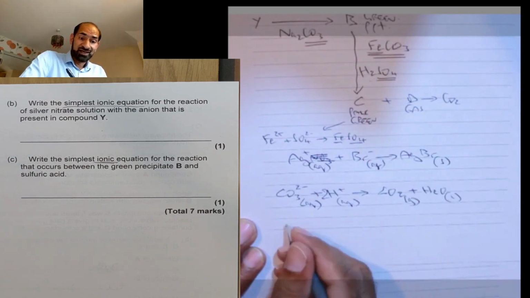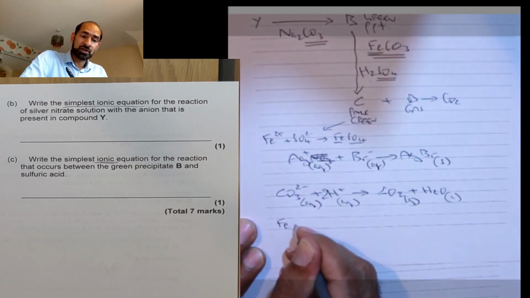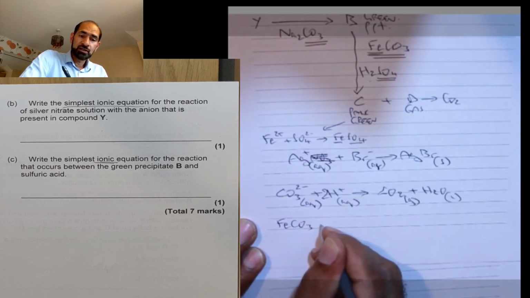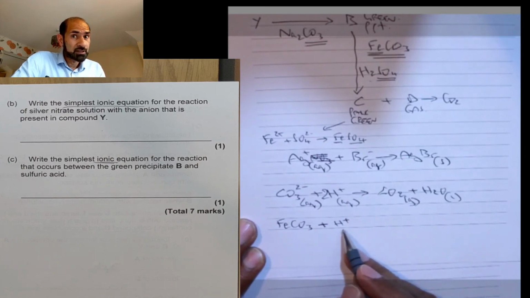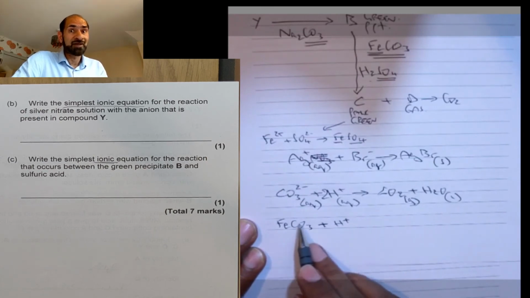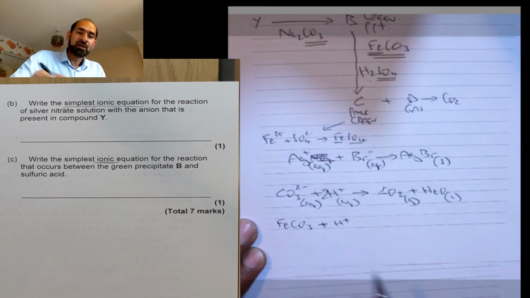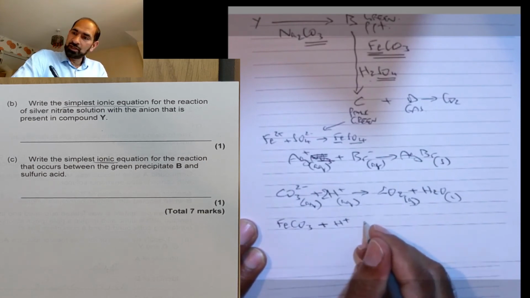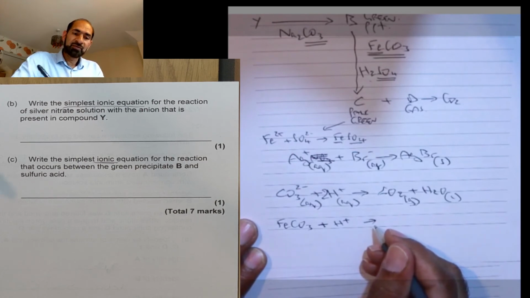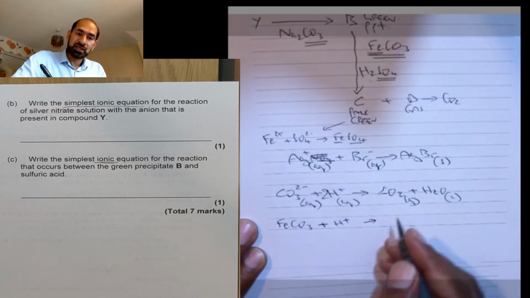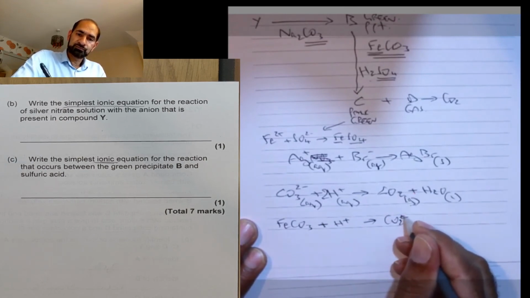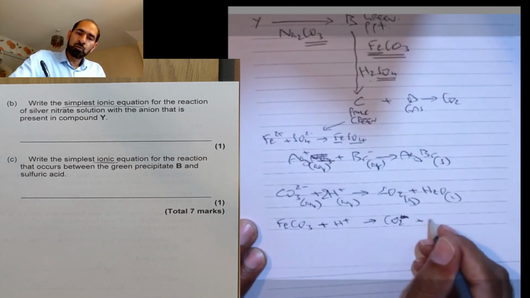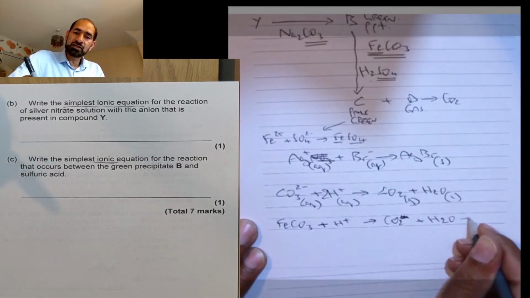So you can actually do this, and I'm going to do this. You can react the full iron carbonate with H plus. Remember, sulfuric acid is dissociated, so you can't use the full sulfuric acid. Iron carbonate is a solid precipitate, so it is together, so you can use it, rather than just the Fe. And so what you do then is, carbonate reacts with H plus, so you get carbon dioxide plus water.